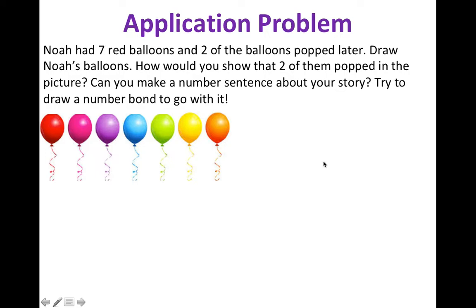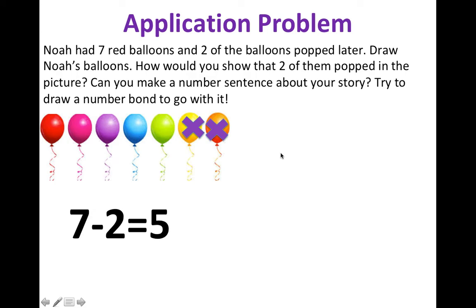So let's see, how did Miss Shaima show that 2 balloons popped? I put an X mark on the 2 balloons to show that they have popped. You can erase them if you want, or you can put X marks just like the way I did. So the next part of this problem is, can you make a number sentence with your story?